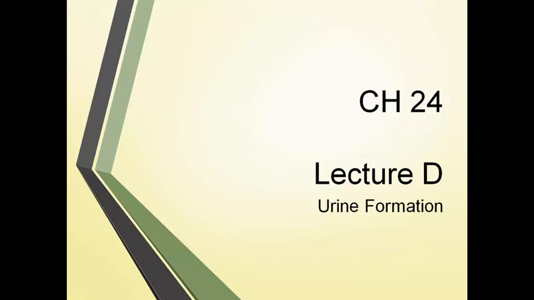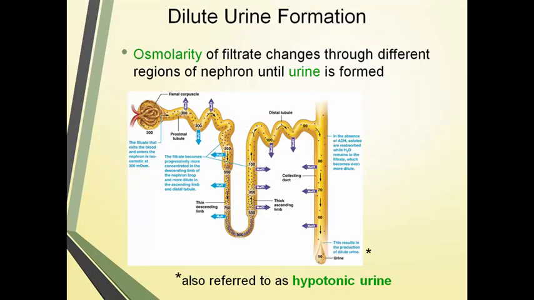In Lecture D of Chapter 24, we're going to actually look at urine formation. So we know again that we can have either hypertonic or hypotonic urine. What we described earlier was concentrating the urine, making it hypertonic. That's that first void every morning. But as you go through the day, more and more liquids are taken into the body. That is going to, or should, change the consistency of your urine all throughout the day.